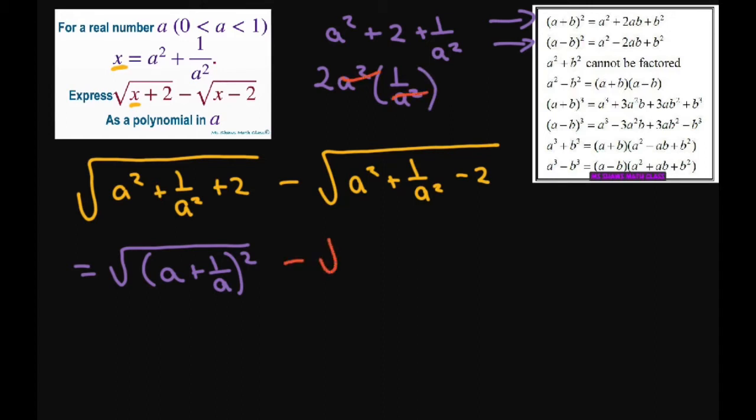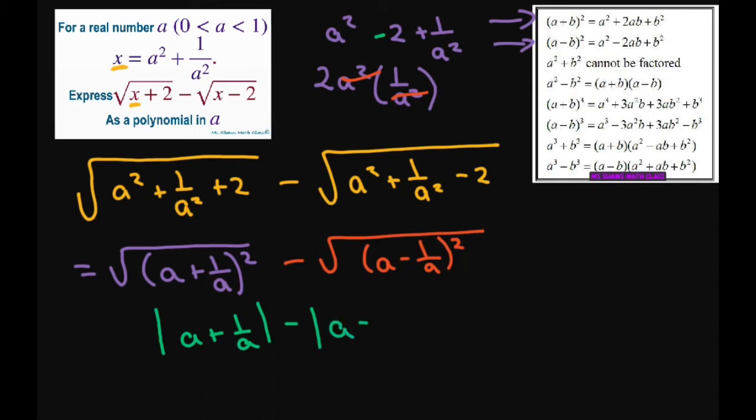All right, and then the same thing here, except we have a minus here. So this is going to be a minus 1 divided by a, squared. All right, simplifying this, we're going to get the absolute value of a plus 1 divided by a minus the absolute value of a minus 1 divided by a.